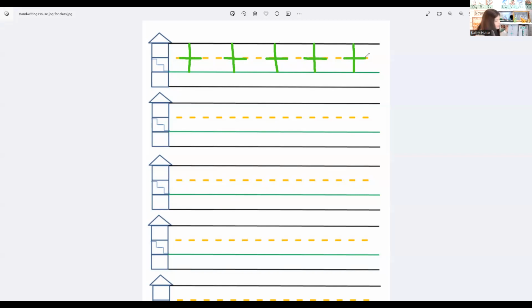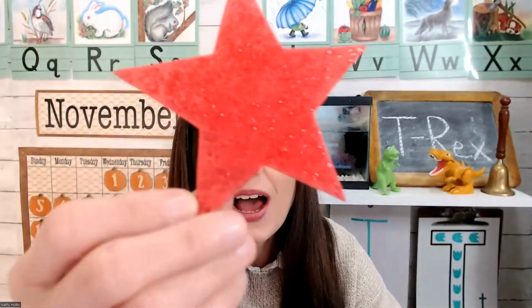Okay, so now we know how to recognize letter T, and we also know how to write letter T. Let me give you a sticker for your handwriting paper. Good job. Well, next we're going to talk about the sound that T makes.